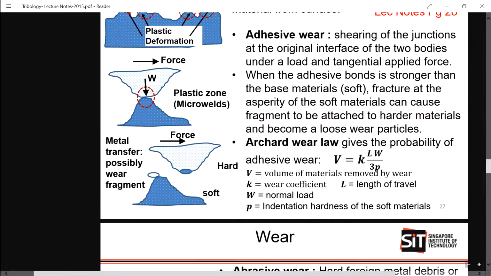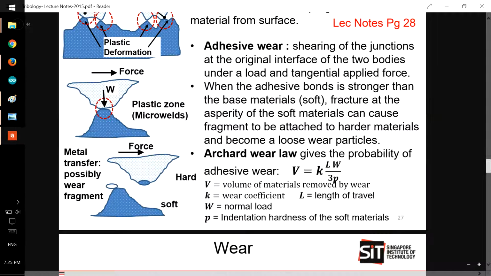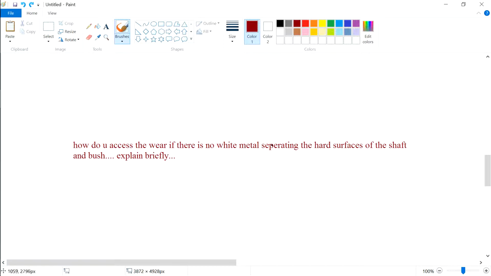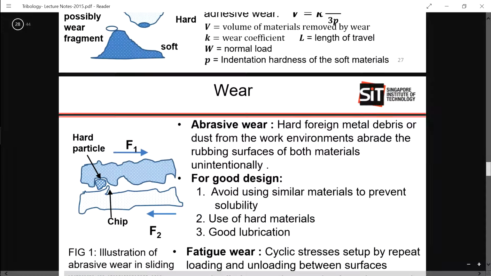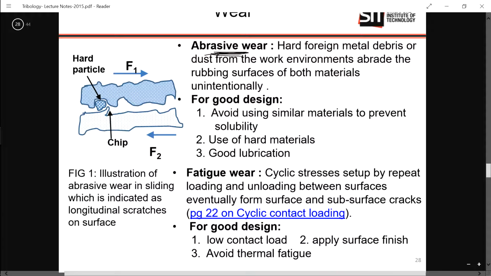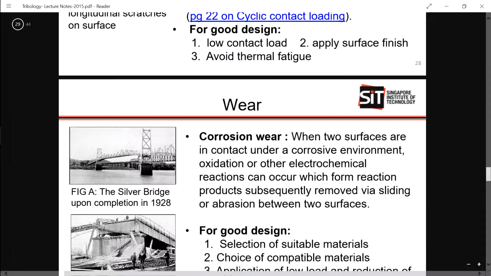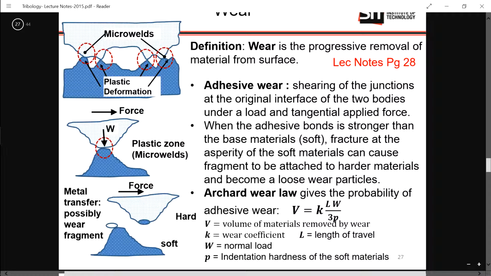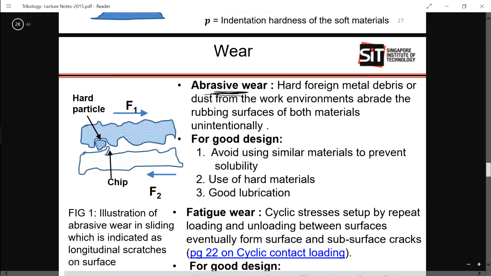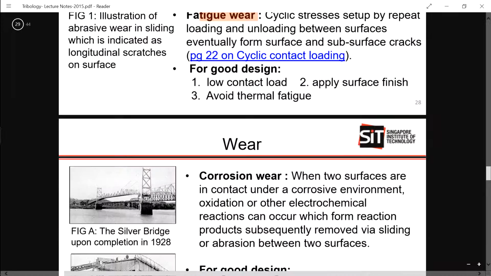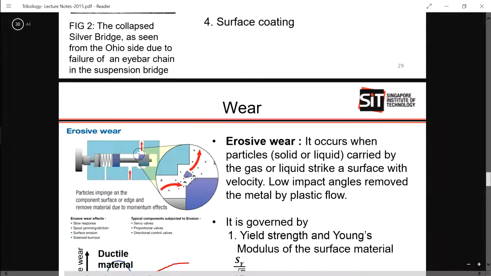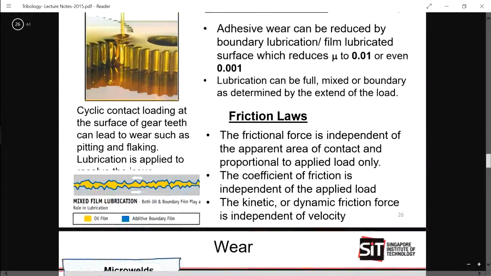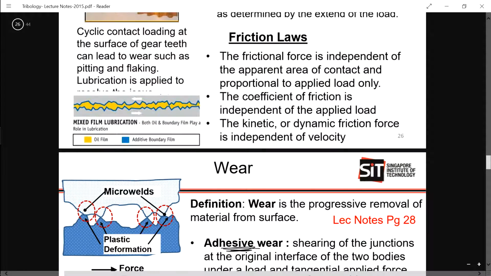Alright, so how do we assess the surfaces of the shaft and the bush? So how do we assess the wear? It deals with talking about the amount, and the different types of wear. The abrasive wear, alright. There are 5 types of wear actually: adhesive wear, abrasive wear, fatigue wear, corrosion wear, and erosion wear. Okay, that's all. Most probably there are 2 types of wear in this scenario.